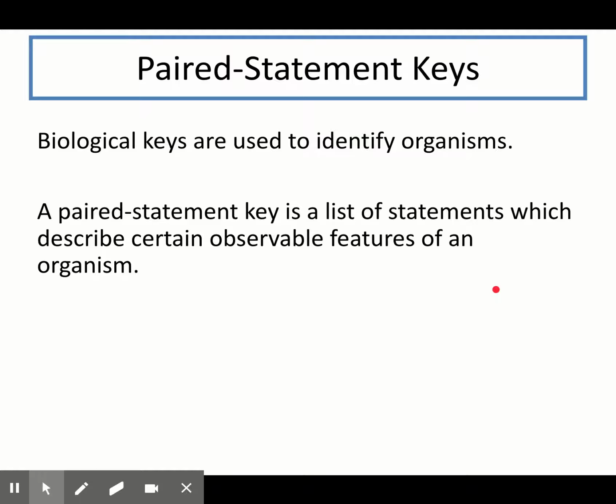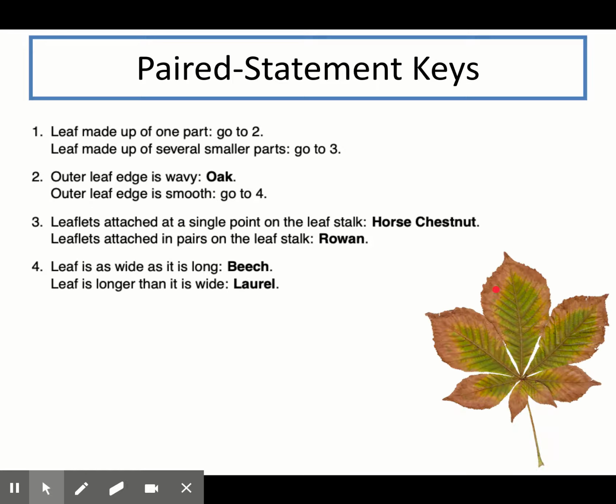So we can use something called a paired statement key. So biological keys are used to identify organisms. A paired statement key is a list of statements which describe certain observable features of an organism and then let you basically figure out which one it is. So here's an example of a paired statement key. So we have various statements that are made up of 2 parts. So there's 2 statements for each question, and they're usually the opposite of each other.